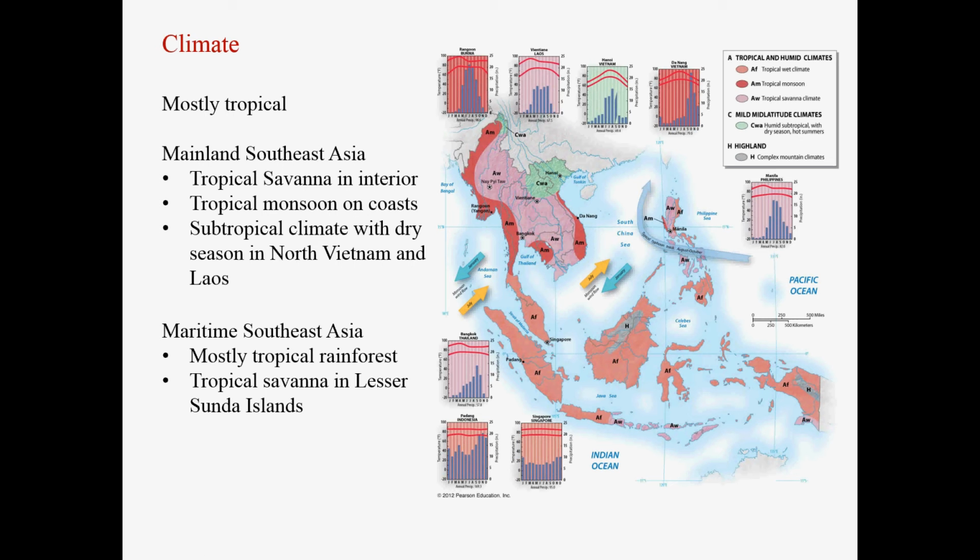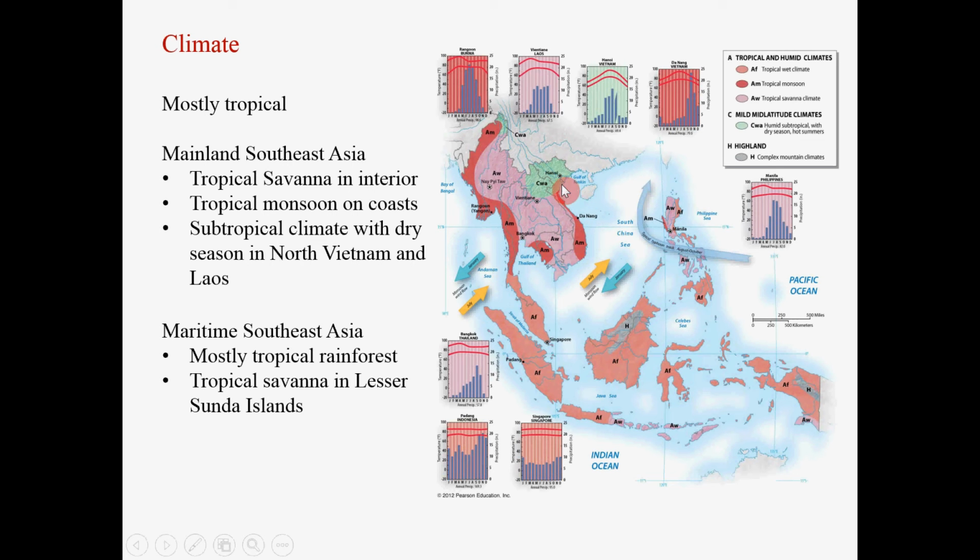On the coast, you have a tropical monsoon climate. The west coast basically has heavy rain because of the southwest monsoon. On the east coast, you have heavy rain because of the northeast monsoon.